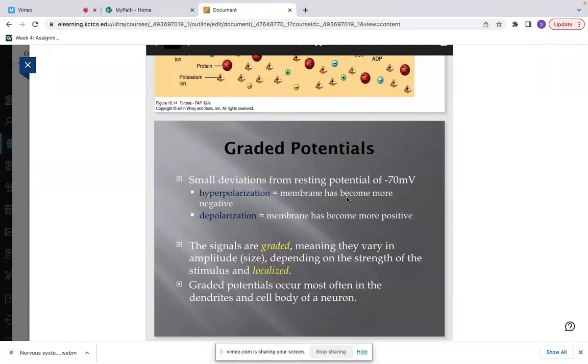So here we talk about some other definitions. Graded potential: small deviations from the resting membrane potential of -70. And again, this number -70 is very important.